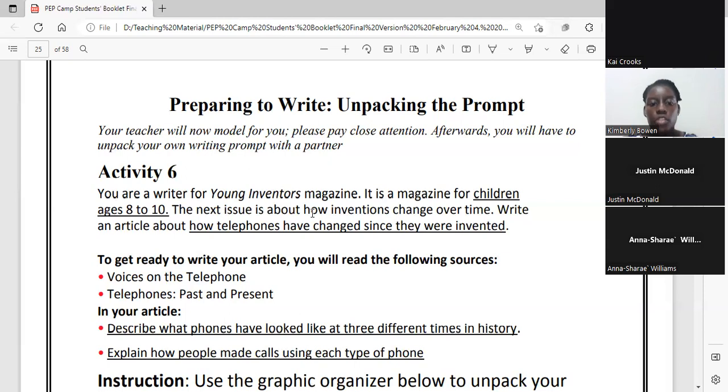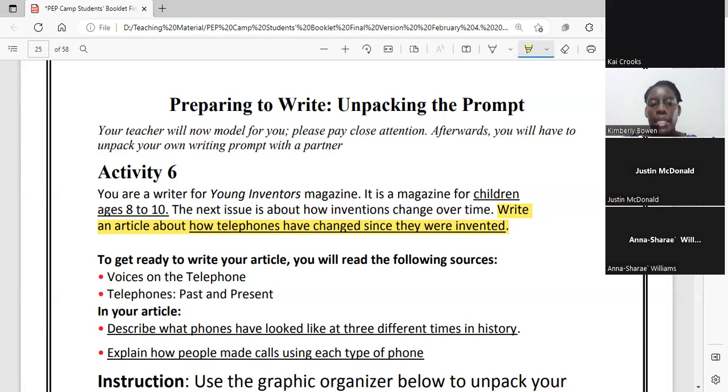So go ahead and read the sentence. Miss, it says, how telephones have changed since they were invented. Yes. So this sentence here, very good, Justin. I'm going to highlight it in yellow. This sentence that says, write an article about how telephones have changed since they were invented. That is what we want the readers to understand when they're finished reading our essay, right? Okay, great. So we're going to move on to the audience now.